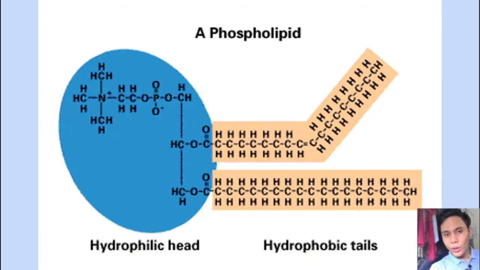Now, your phospholipid in chemical structure format looks like this. So you see the polar groups here, your amine and your phosphate group, positive and negative, while your fatty acid chains, you can see there's no charges there. That's why they're hydrophilic and hydrophobic.